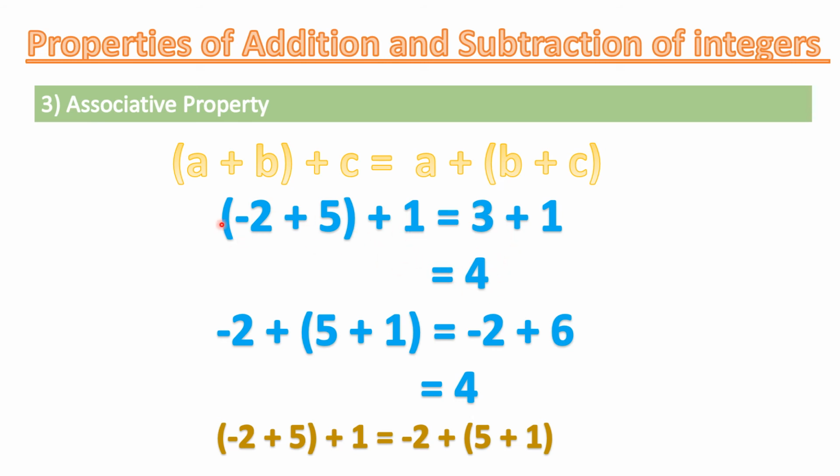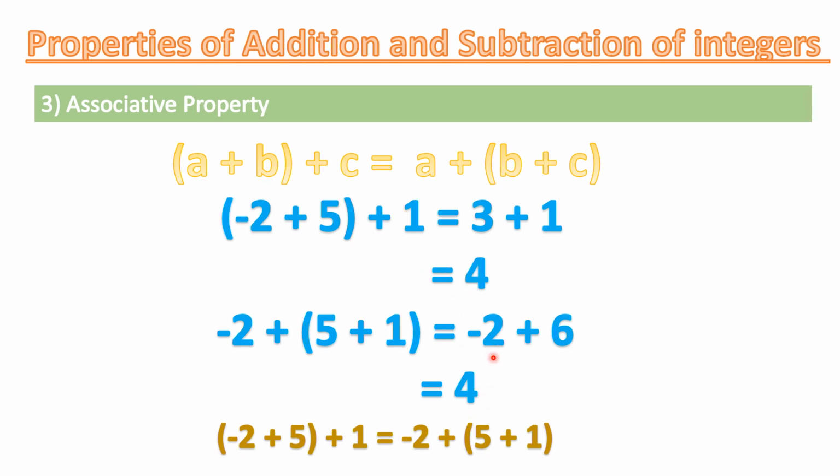Now I take the same numbers, but I add the last two numbers first. So -2 will remain the same and 5 plus 1 will become 6. Now -2 plus 6 is 4. So as you can see, I got the same answer. And what does this mean? This means that even if I add the first two numbers first or the last two numbers first, the answer is going to be the same.